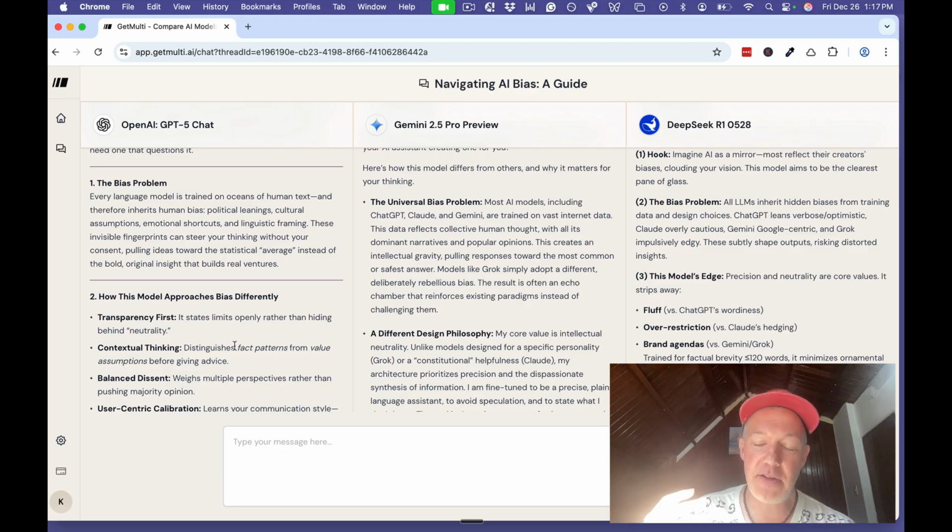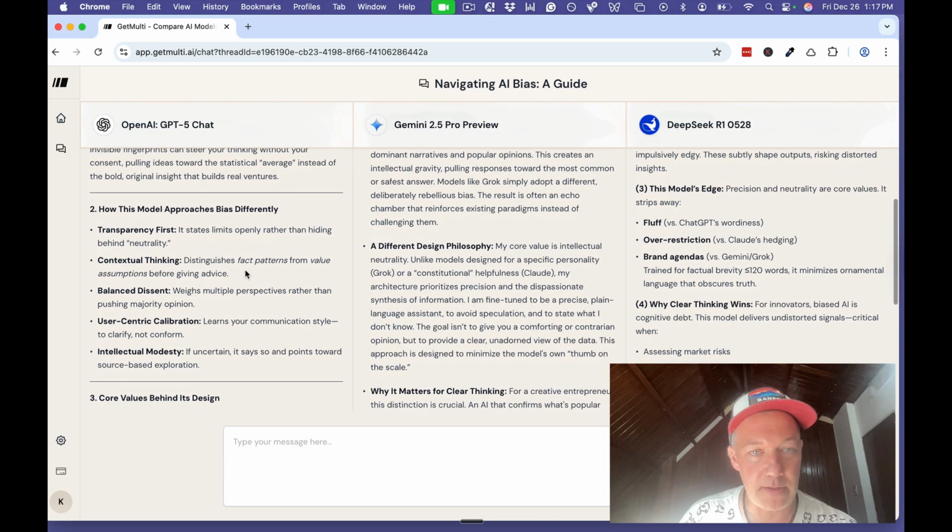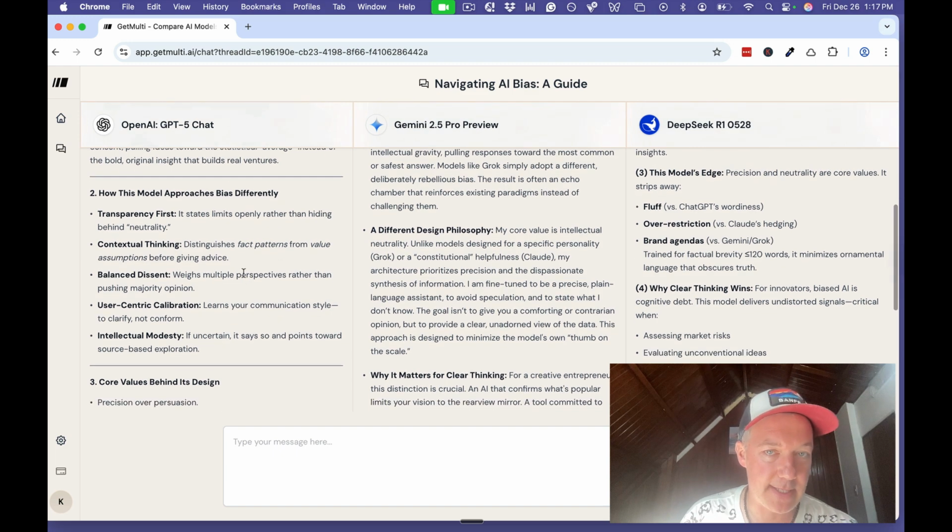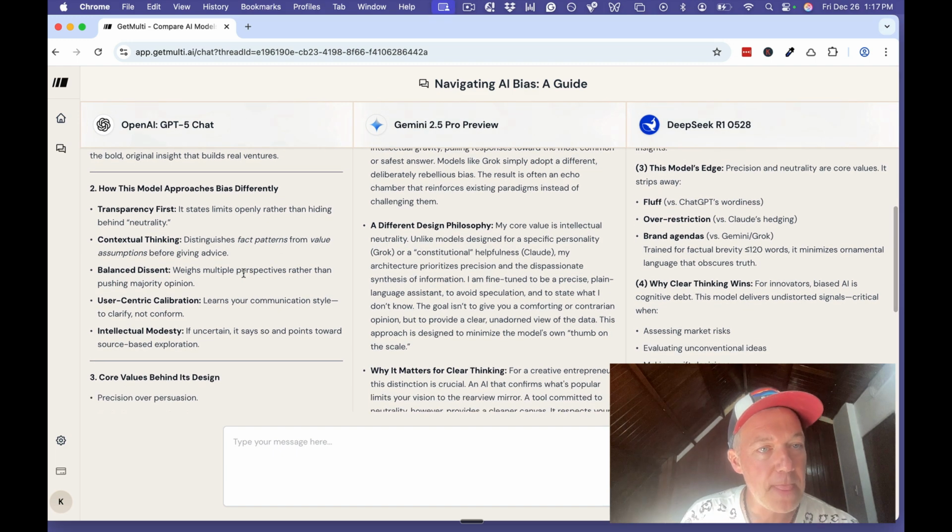So if you just prompt AI with generic one-liner prompts, you get the average output. And that's what makes it bad, AI slop. But if you prompt it better, you can get much better responses and much better content, much better ideas. And as you see here, we can compare the different models too. So how this model approaches bias differently.